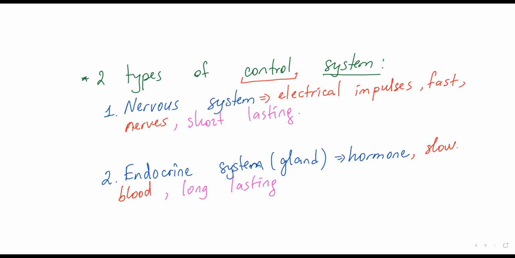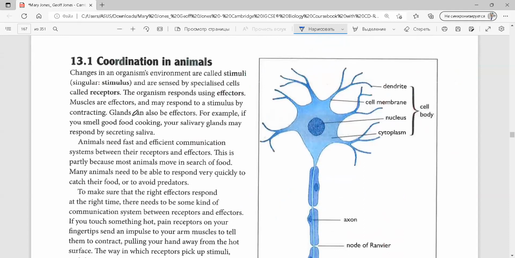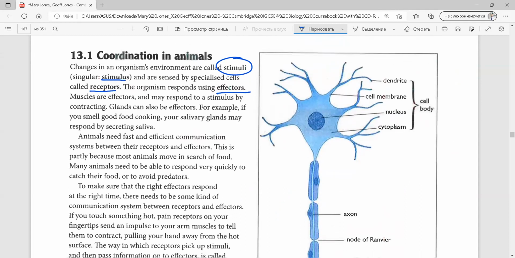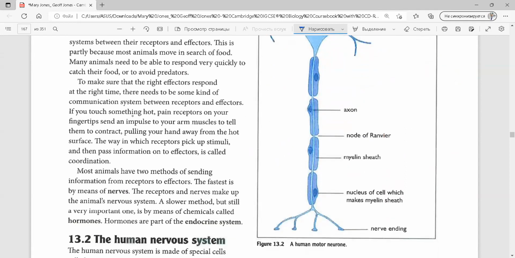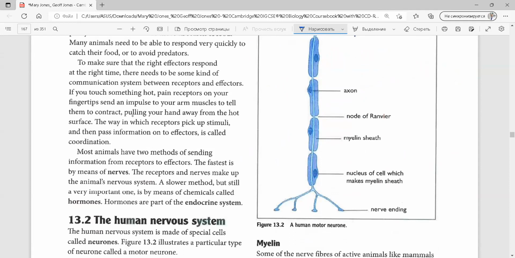So guys, with this part, we finished 13.1. 13.1 was actually about the introduction, coordination in animals. In this lesson, we talked about stimuli. Stimuli is a plural form, don't forget. In the singular, it is stimulus. We also talked about receptors, about effectors, and examples of them. Also about the two types of control, one by the nervous system, nerves, and another by the endocrine system, hormones.